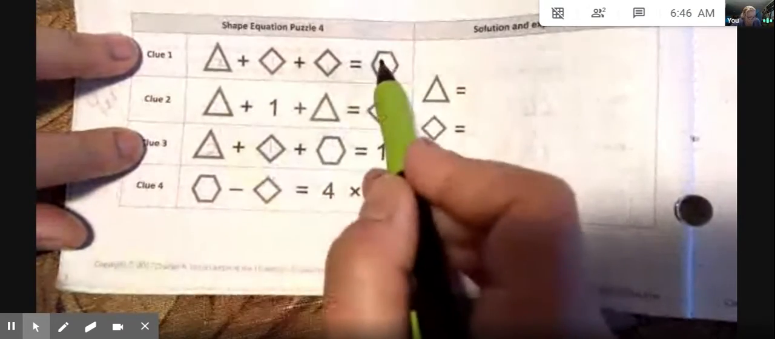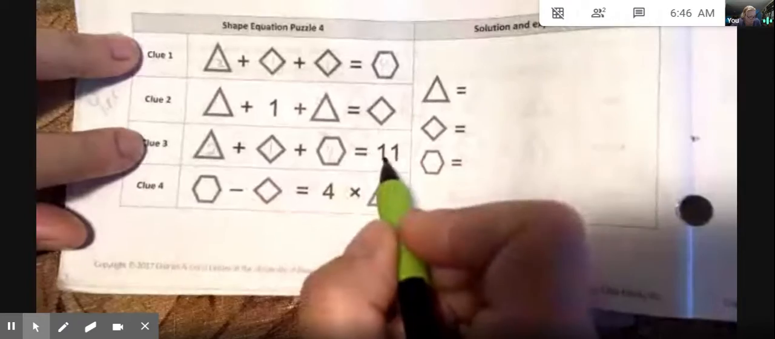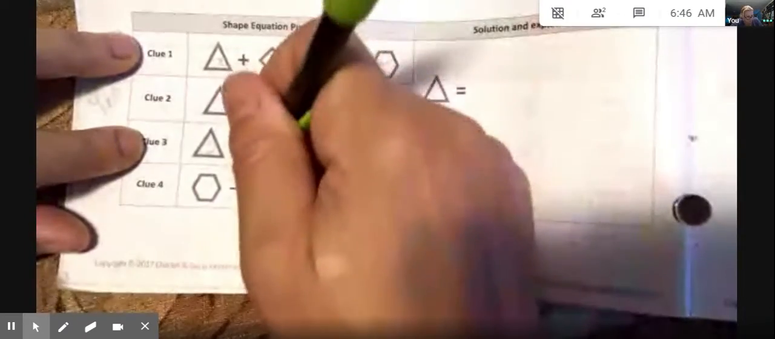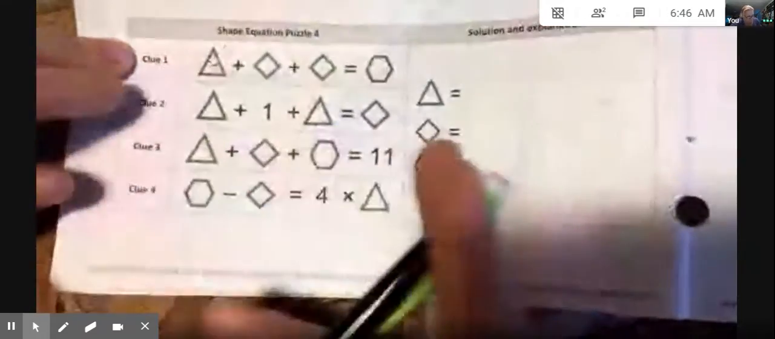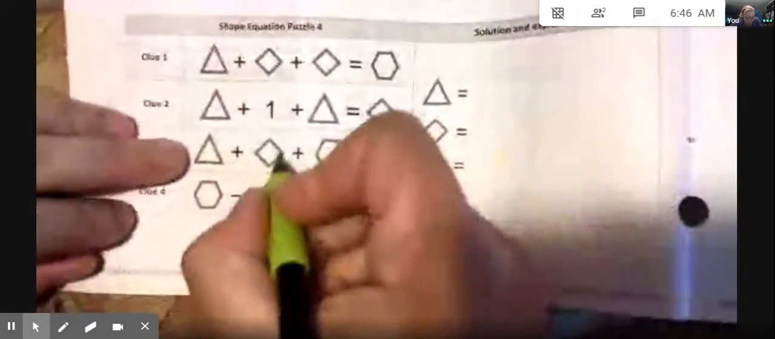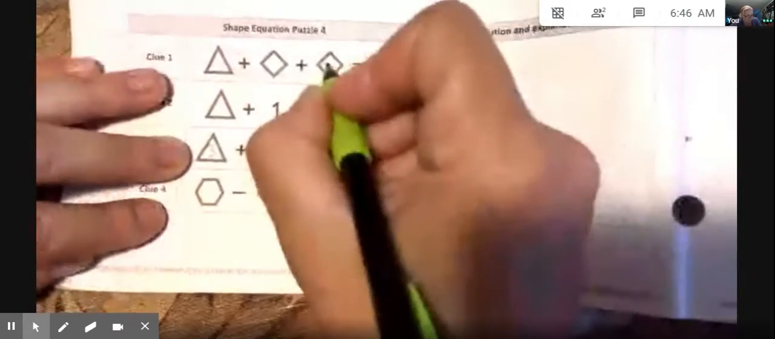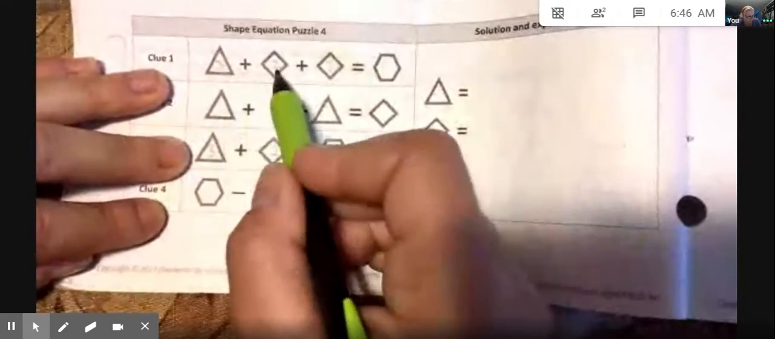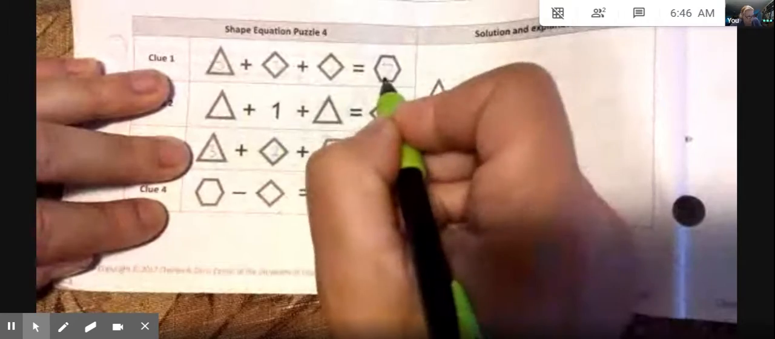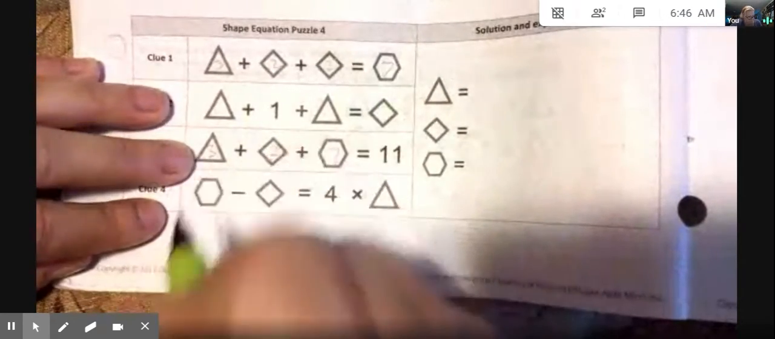So that would be 4. 4, 5, 6, 7. We're not high enough. So let's go with like a 2 and a 3. 2, 2, and a 3. 3, 4, 5, 6, 7. 7, 8, 9, 10, 11, 12. Oh, we're too high.